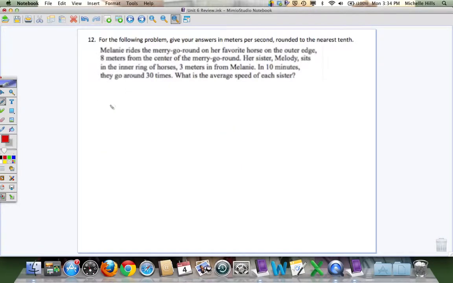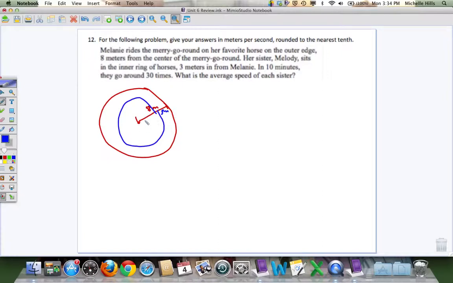Now the word problem they gave you is this idea. You have Melanie riding on a merry-go-round on the outer edge. So Melanie's out here. And that is a total of 8 meters away. So from here to here is 8 meters. But her sister Melody sits in the inner ring of horses 3 meters from Melanie. So Melody is in here. If she's 3 meters from Melanie, then she's 5 meters from the center of the circle. And they want to know the average speed of each sister.